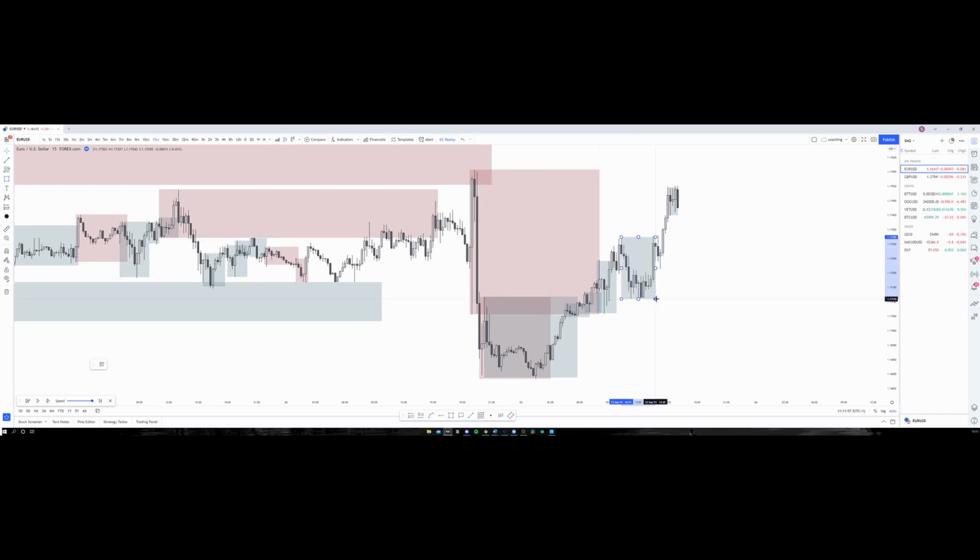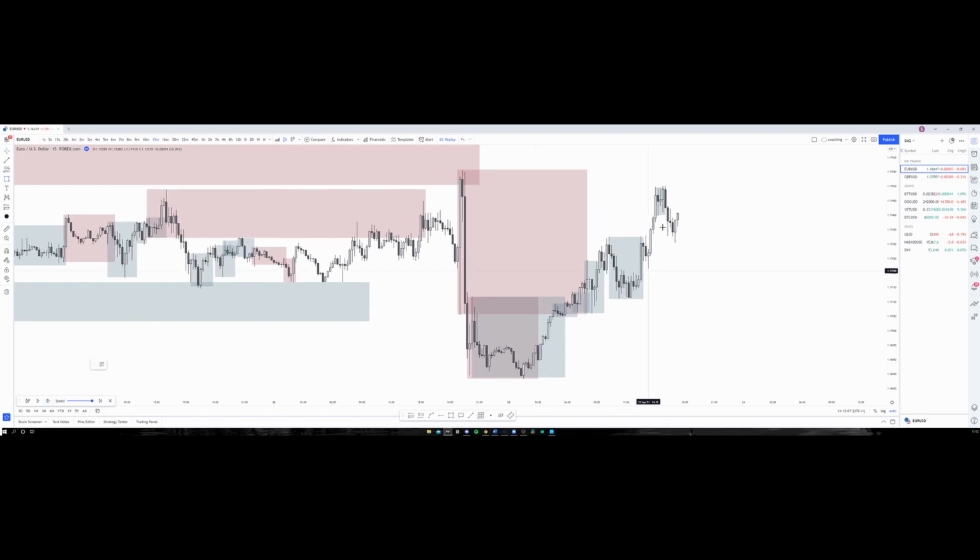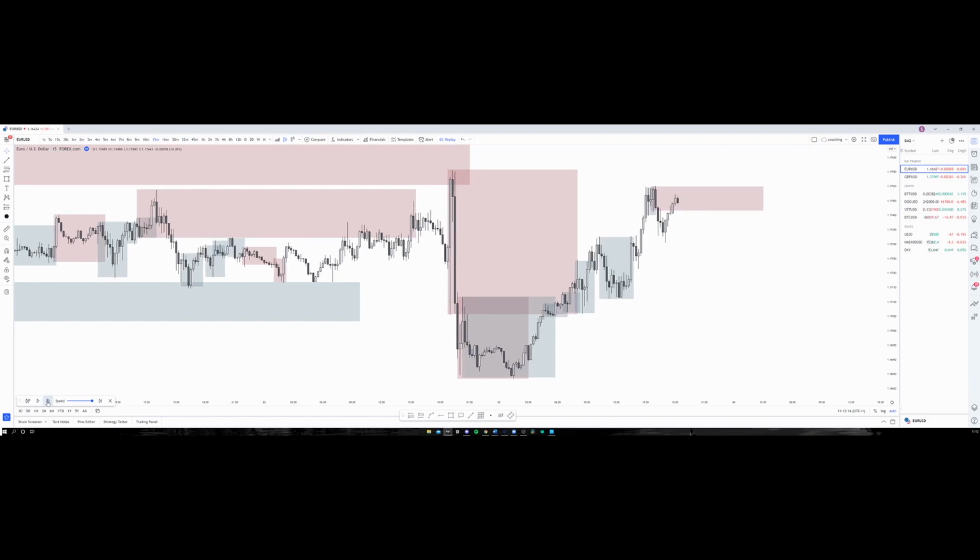right? So this is like the first mitigation, but this doesn't really do anything, right? But yeah, anyway. So then we start to see that range get broken, right? So now we can say that this is our supply range. Yeah, this is our supply range, right? So now let's just keep an eye on what happens here.